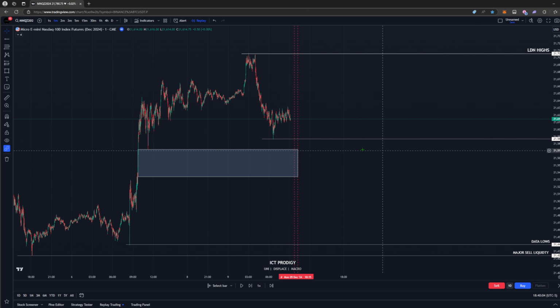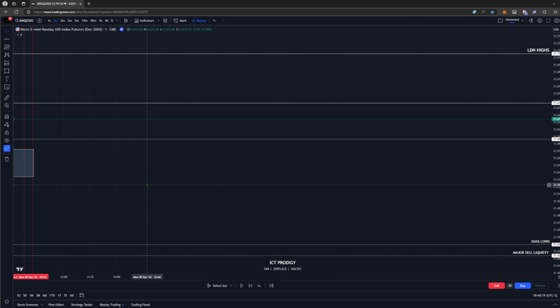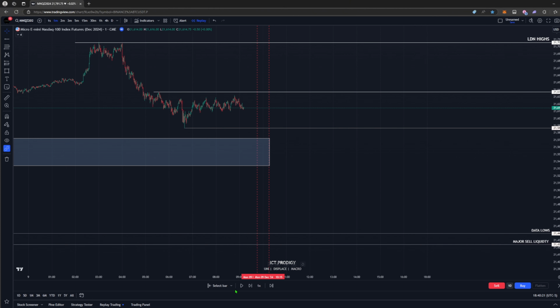Okay, so now you should have your charts marked out something like this before the session starts. This is going to give you your indicators to where you think price is going to go. So we mark out every single point that we think price will go to. Let's just see how this plays out.